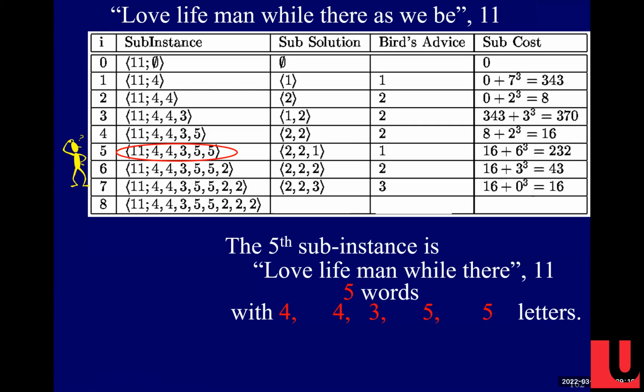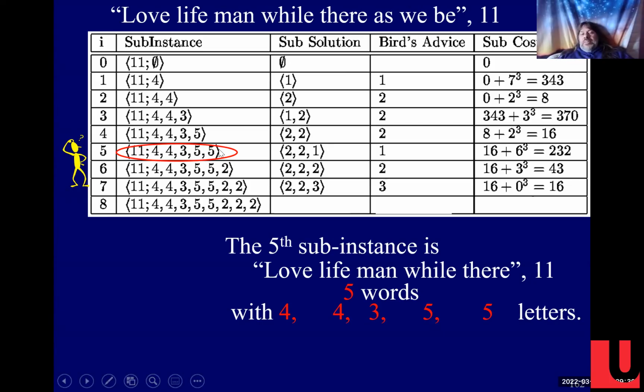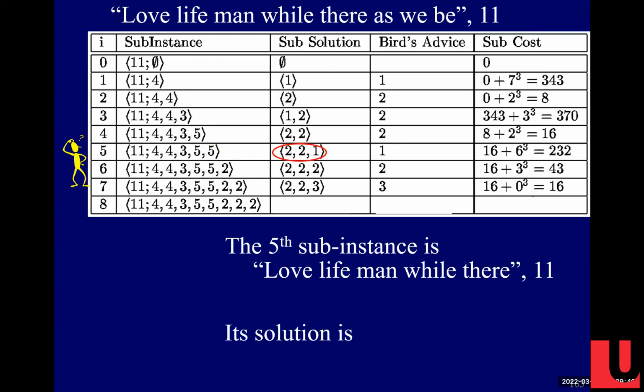Okay, does that make sense? Yeah, so we have the number of letters in each word, and over there we have the solution, which tells us how many of these words to put in each line. We're going to have 3 lines with 2, 2, and 1 word on each line. Okay, I see. That makes sense.